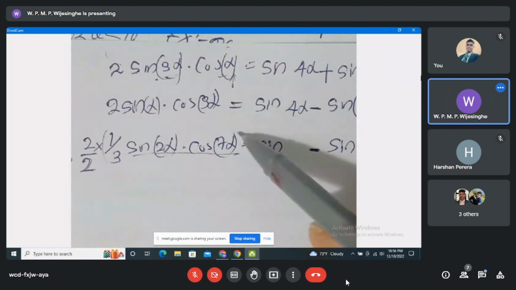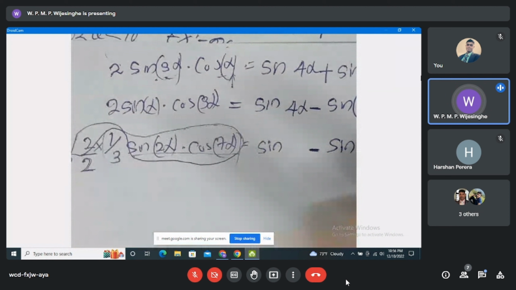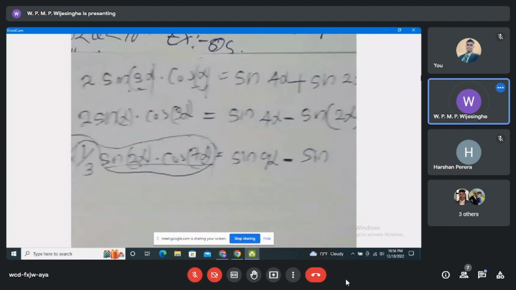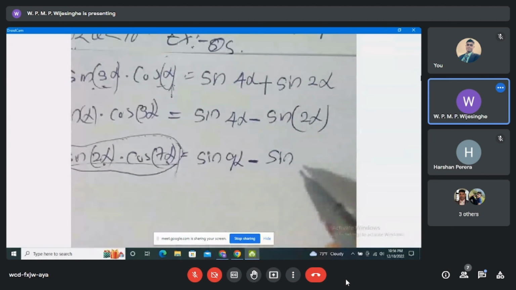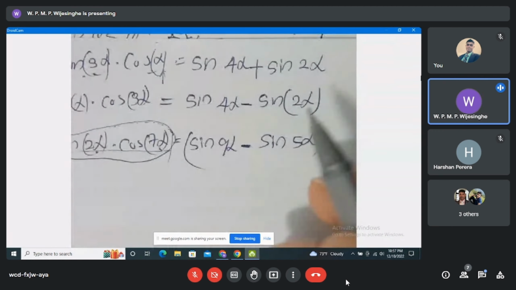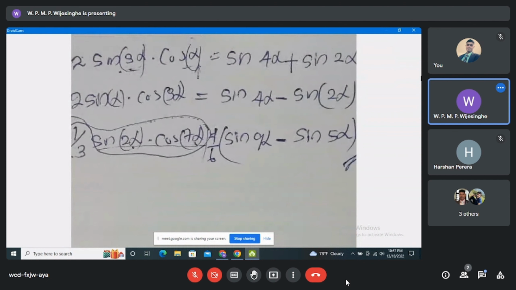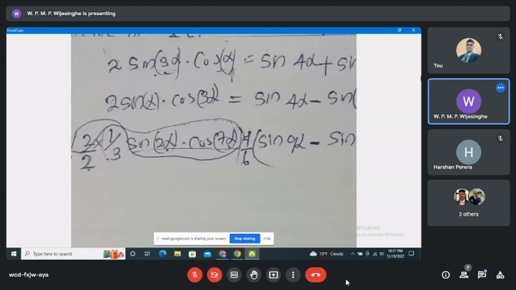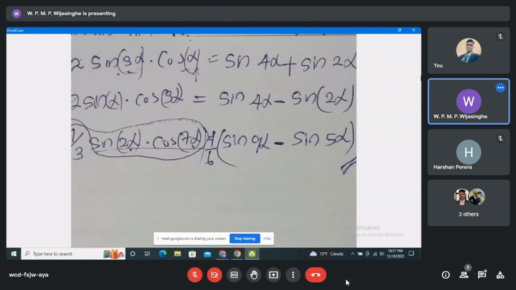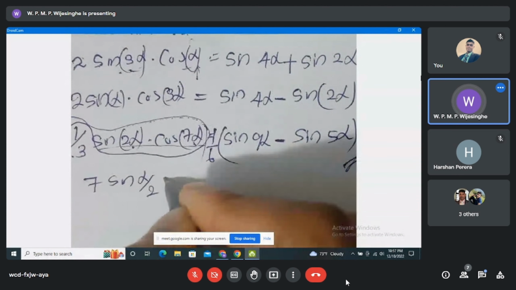Keep the term as it is, right? By considering this one, I can write here the summation of these two angles, it is 9 alpha. The difference between these two angles is 5 alpha, right? Then here 2 times 3, then it is 1/6. Right? Then 7 sine alpha divided by 2 cos alpha.